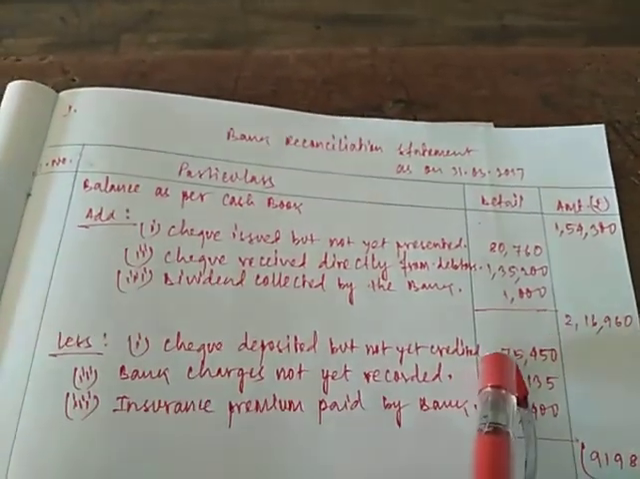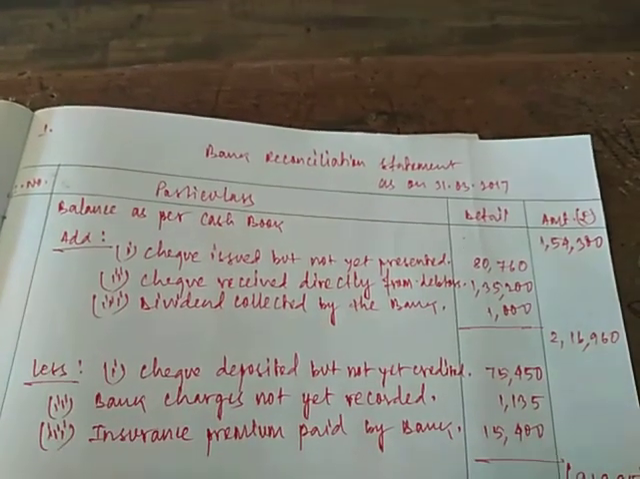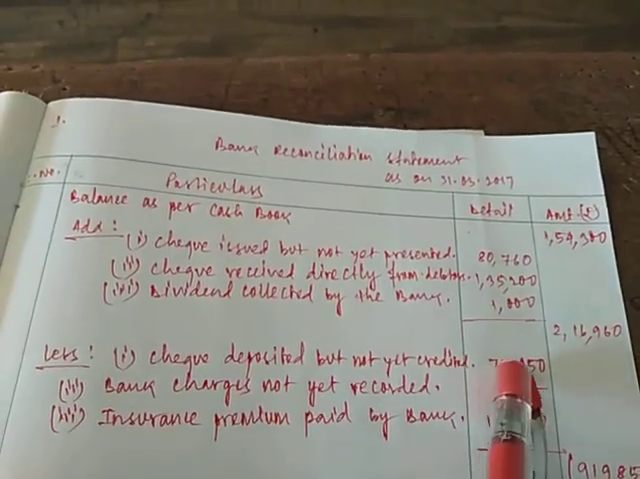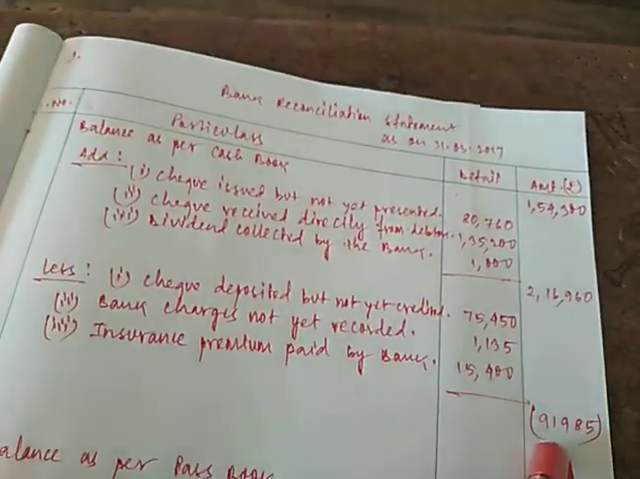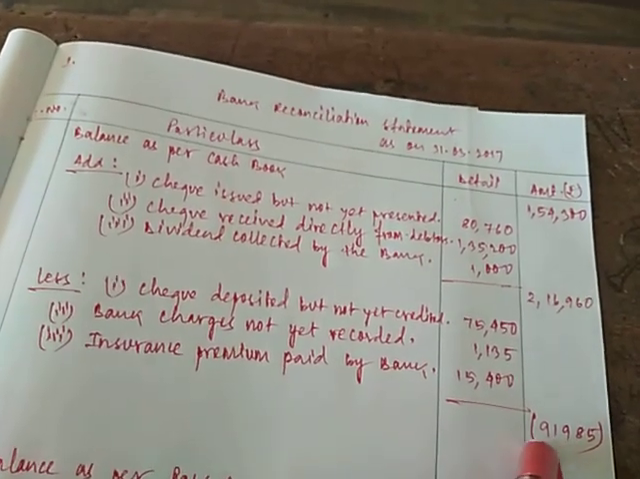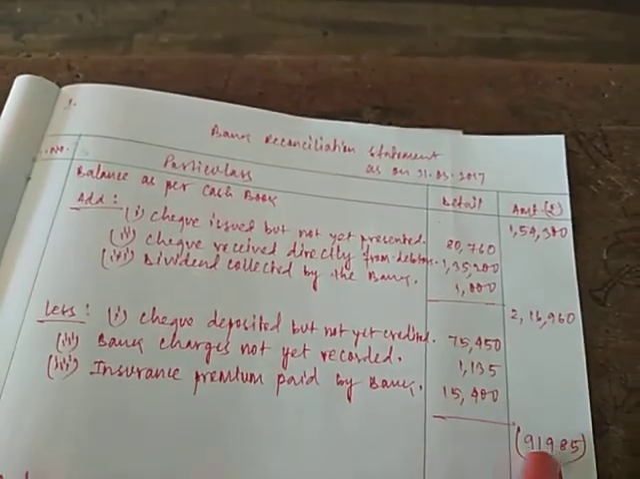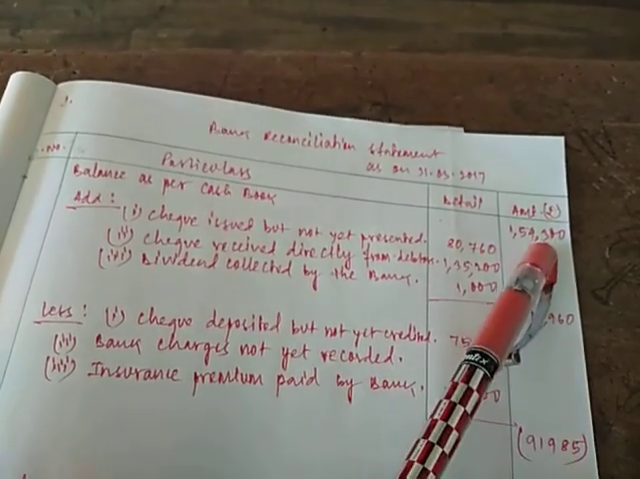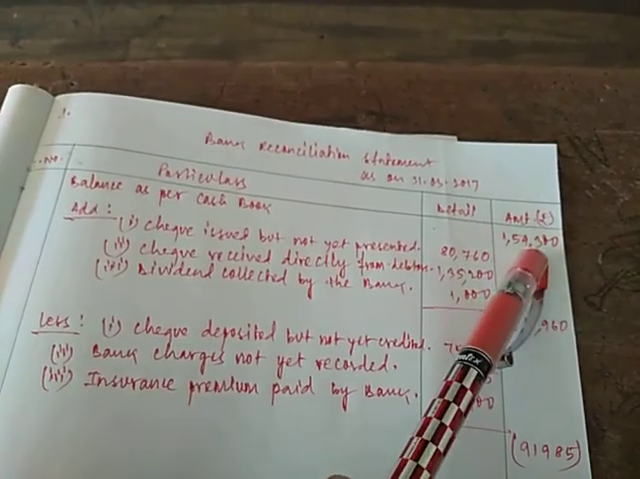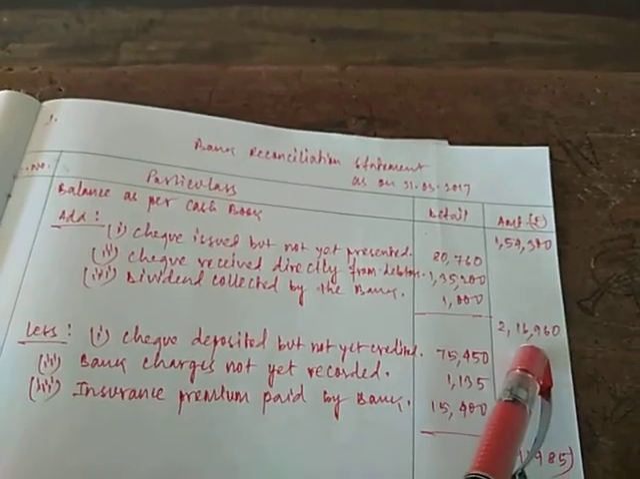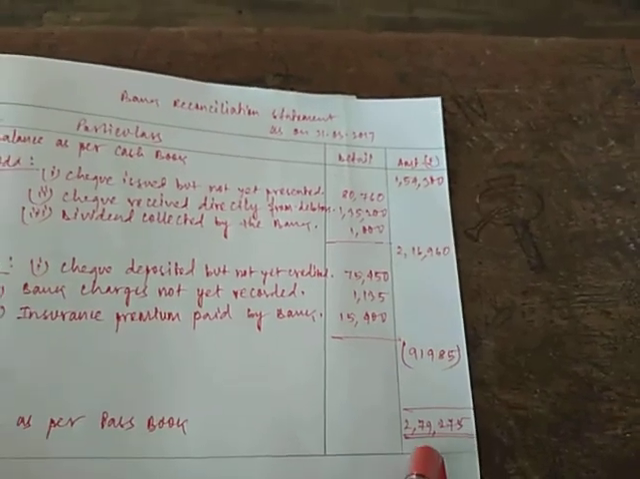Now similarly, the 3 items under the less heading, you add these 3 also, and together we will subtract them. So when you add 75,450, 1,135 and 15,400, you get 91,985. 91,985 is the total of these 3 less items. So this will be subtracted together from 1,54,300 and 2,16,960. So we will add 1,54,300 and 2,16,960, and from there we will subtract 91,985. So you will get 2,70,000.